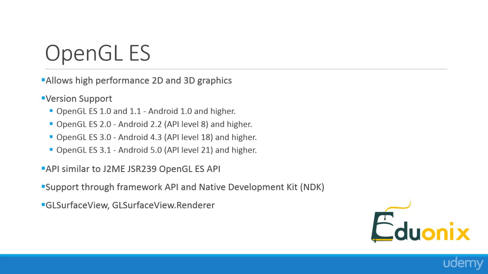Android supports OpenGL both through its Framework API and the Native Development Kit, or NDK. There are two foundational classes in the Android Framework that let you create and manipulate graphics with the OpenGL ES API. They are the GLSurfaceView and GLSurfaceView.Renderer. The GLSurfaceView class is a view where you can draw and manipulate objects using OpenGL API calls, and is similar in function to a SurfaceView.